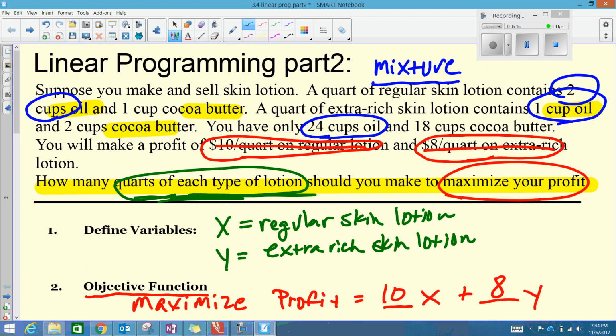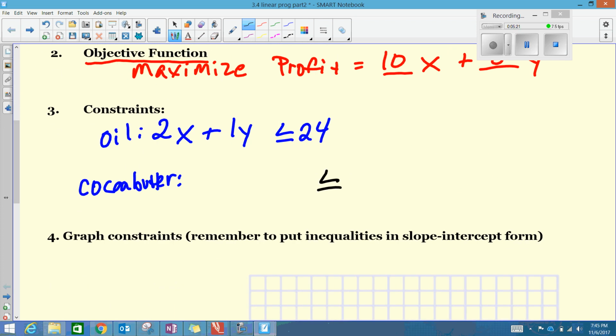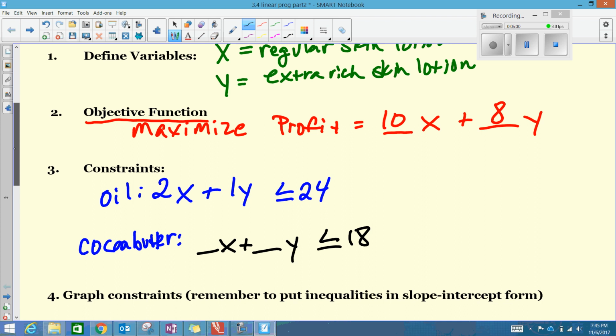Okay? The next constraint is all about the cocoa butter. And it says we only have 18 cups of cocoa butter to use for both of them. So this constraint is going to be less than or equal to 18. So again, we need to find out how much cocoa butter the regular needs and the extra rich.